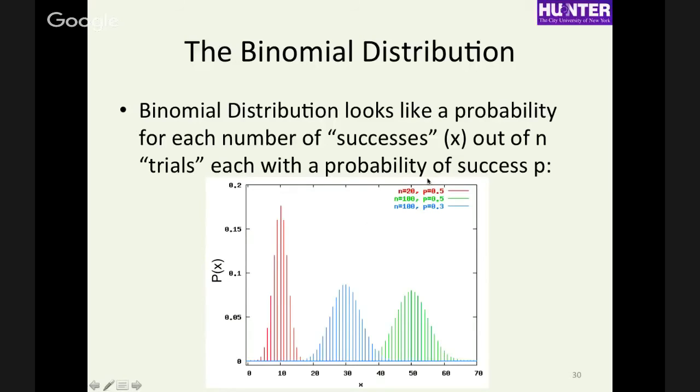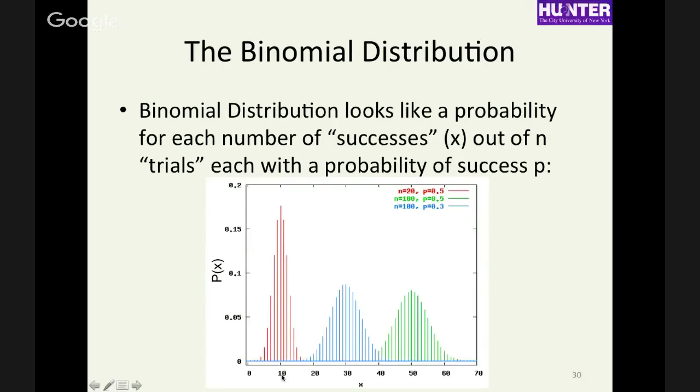Here are a few examples. So remember, the normal distribution was described completely by 2 numbers, the mean and the standard deviation. The binomial distribution is also described completely by 2 numbers, n and p, n being the number of trials and p being the probability of a success in each trial. So for n equals 20 and p equals 0.5, this is like flipping a coin 20 times and counting the number of heads. The mean here is 10.